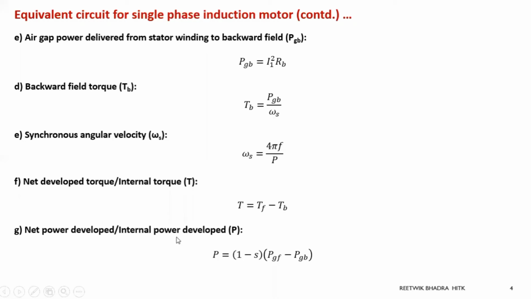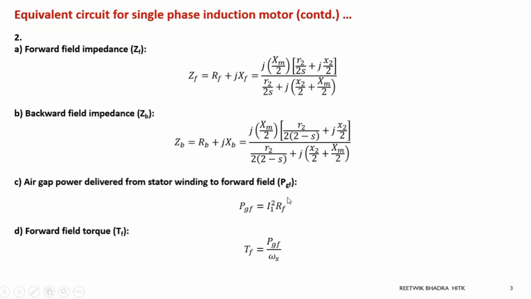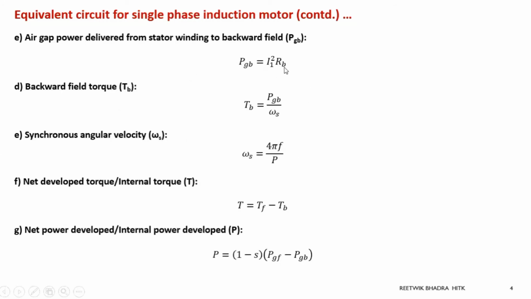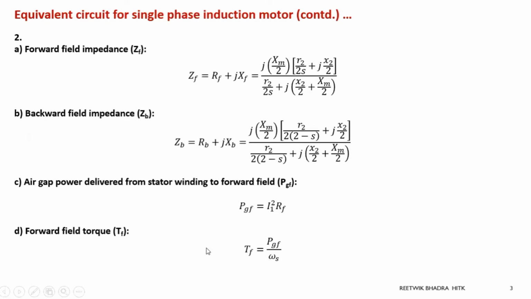Now what will be the internal power developed, or net power developed, or the mechanical power developed? You can call this mechanical power developed, PM. So what is mechanical power? PM is equal to 1 minus S into Pg. What is Pg? The difference of the power between the forward field and backward field, so PGF minus PGB. So PM is 1 minus S into PGF minus PGB. All these formulas you have to remember, because a problem can come from these formulas.